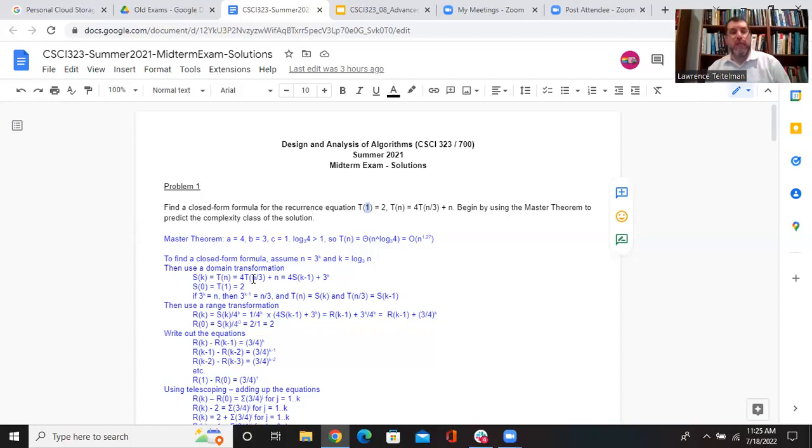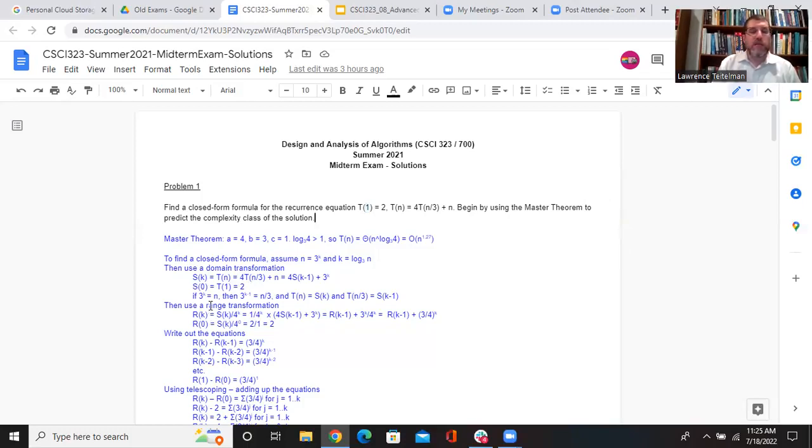And then we can't forget about our base case. So S of 0 is the same as T of 1. Why? Because I plug in k equals 0 and I get 1. So S of 0 is the same as T of 1, and T of 1 we're told is 2. Okay, so that's this. And this line here is an explanation for what you're seeing in that line.